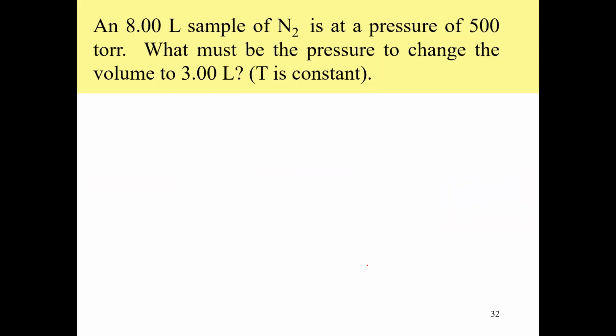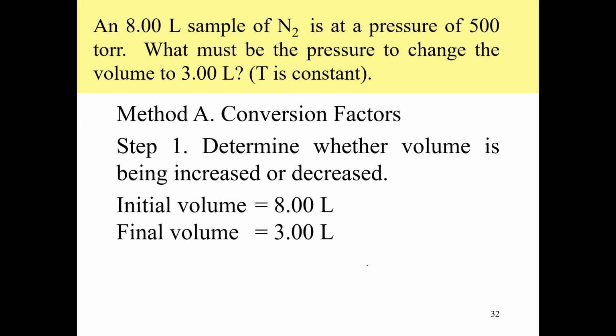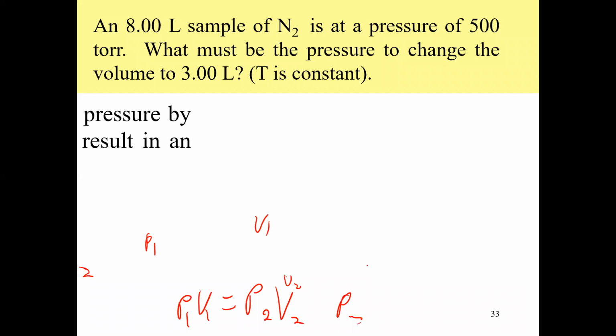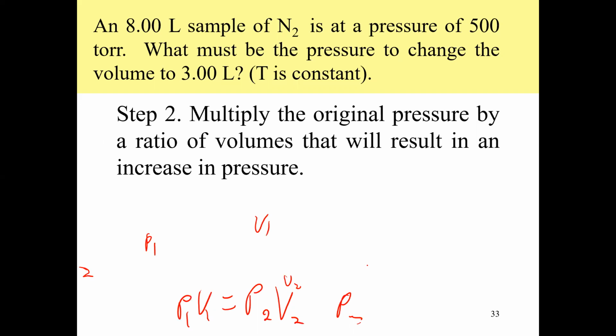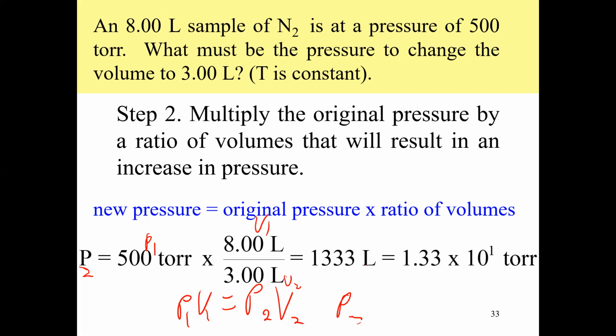Now, an 8-liter sample of nitrogen is at a pressure of 500 torr. What must be the pressure to change the volume to 3 liters, where T is constant? Well, you could do it with 2 methods. Determine whether volume is being increased or decreased. You look at the initial versus the final volumes. Volume decreases, pressure increases. And then you multiply the original pressure by the ratio of the volumes that will increase the pressure. So essentially you have 500 torr times 8 liters divided by 3 gives your answer in torrs.